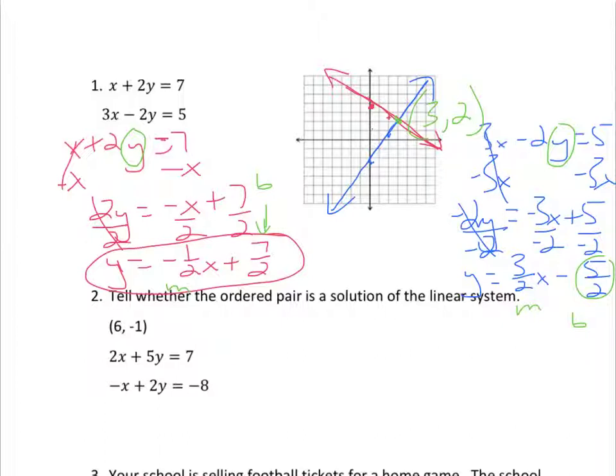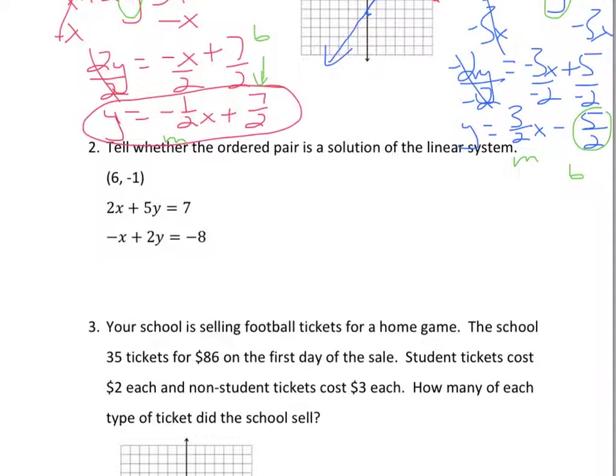Now, from there, we can do a couple other things. You always want to check, because sometimes you might have some decimals or fractions. So this next example is going to show us how we check our answer. If we want to tell whether an ordered pair is a solution to the linear system, we've got this ordered pair, 6, -1. We want to find out if it's a solution to this system of equations.